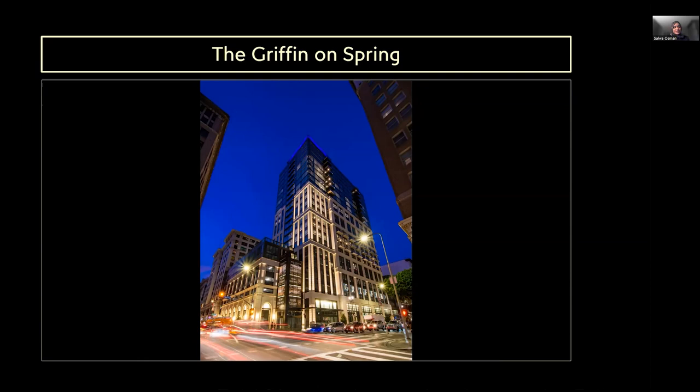the Griffin on Spring. This is a project located in downtown Los Angeles at the intersection of Los Angeles's historical core and the Fashion District. It's a 24-story mixed-use high-rise building. The design had to, being located at that kind of intersection of two core areas, blend old with new, and it had to reinterpret historic Art Deco elements with simpler contemporary lines.